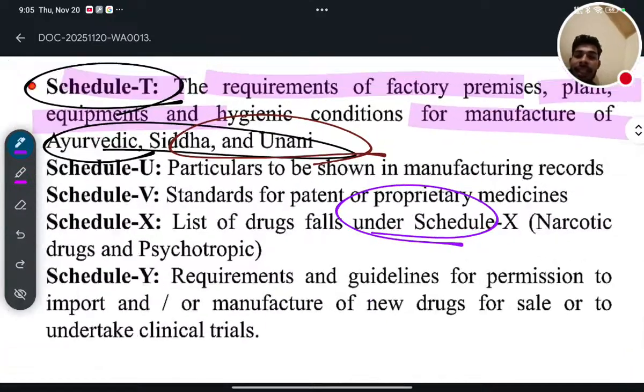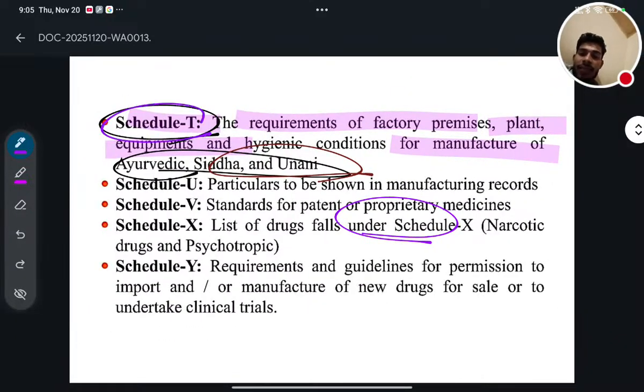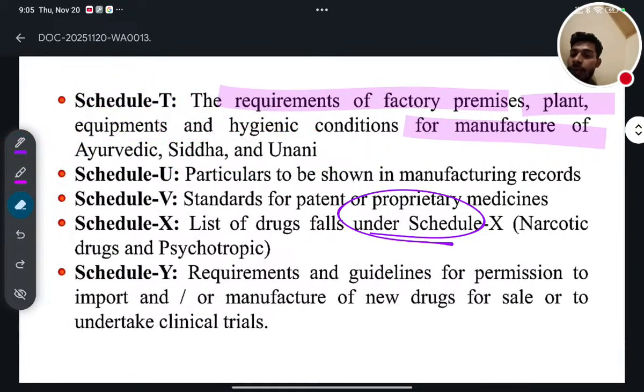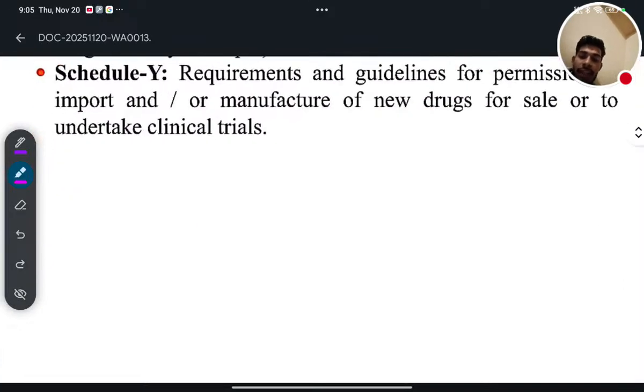Schedule T is for traditional drugs. Next, Schedule U. You have to remember Schedule U. Schedule U is particularly for manufacturing records. Record book, notebook. Schedule U for record book, notebook.